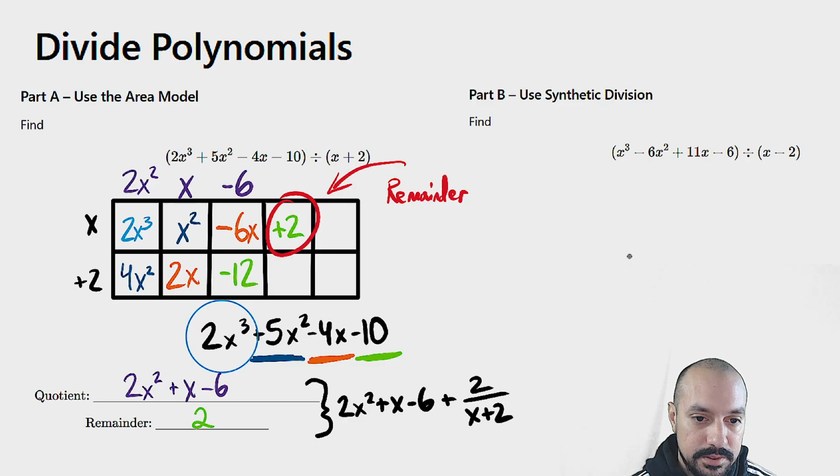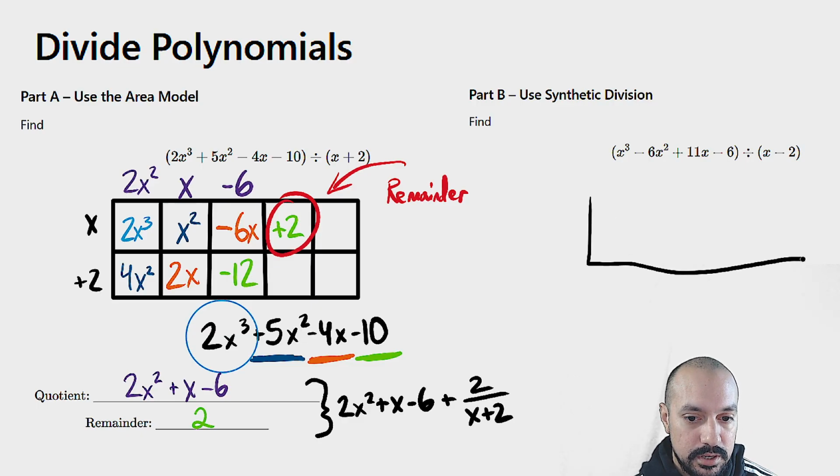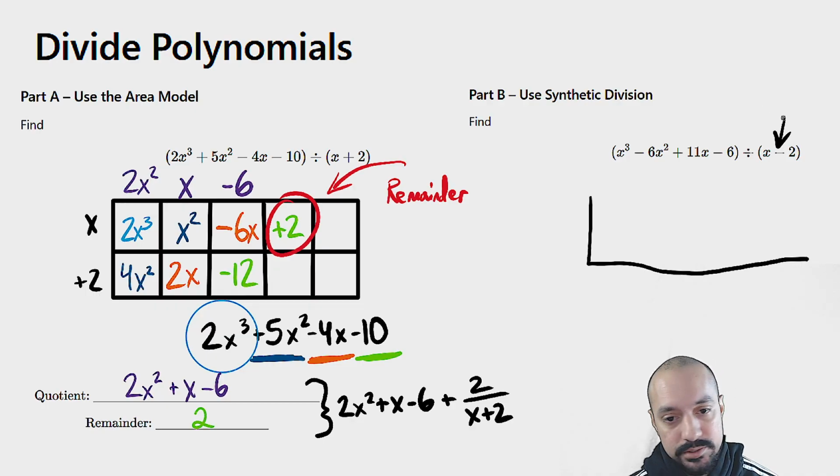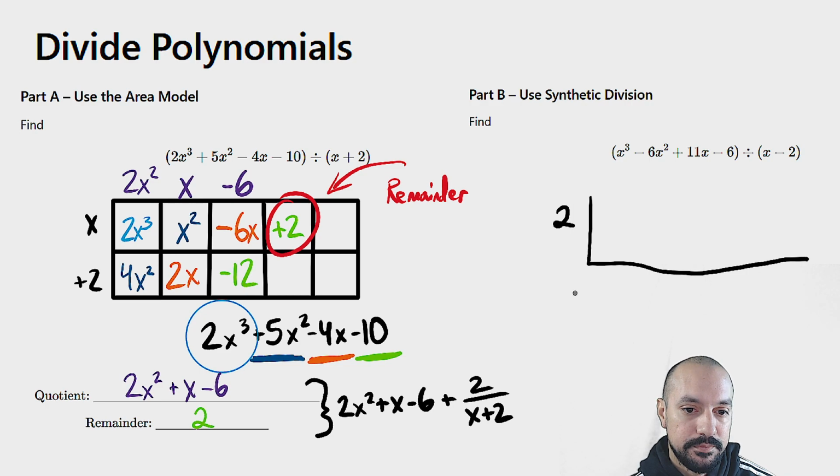Alright, let's look at synthetic division. So for synthetic division, there's also a bit of a setup here. We like to make this kind of long L shape. Our divisor is x minus 2. We're going to grab a representative from that. If it looks like x minus 2, the representative ends up being positive 2.